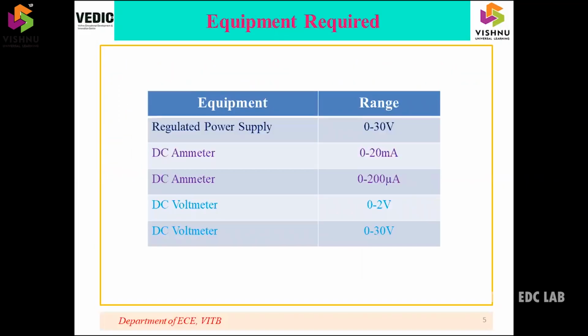The equipment required are regulated power supply, 0 to 30 volts range, one number, DC ammeter, 0 to 20 milliamperes, one number for forward bias. DC ammeter, 0 to 20 microamperes, one number for reverse bias. DC voltmeter, 0 to 2 volts, one number for forward bias. DC voltmeter, 0 to 30 volts, one number for reverse bias.